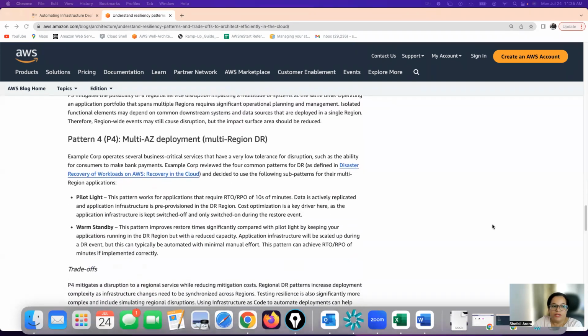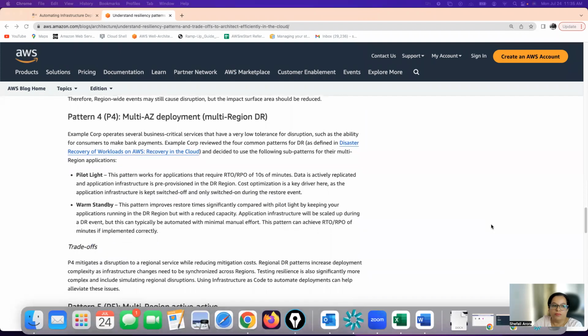Another pattern is P4. Now, P4 is about multi-AZ deployment, and this is multi-region disaster recovery. So DR is disaster recovery here. Now here, I don't think we have a diagram, but let's find out what this point is saying.